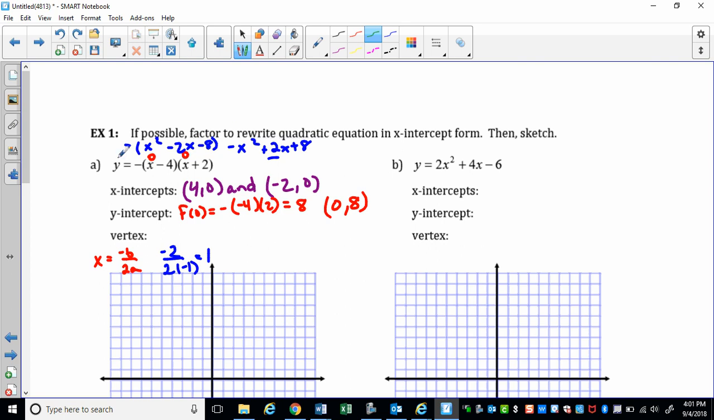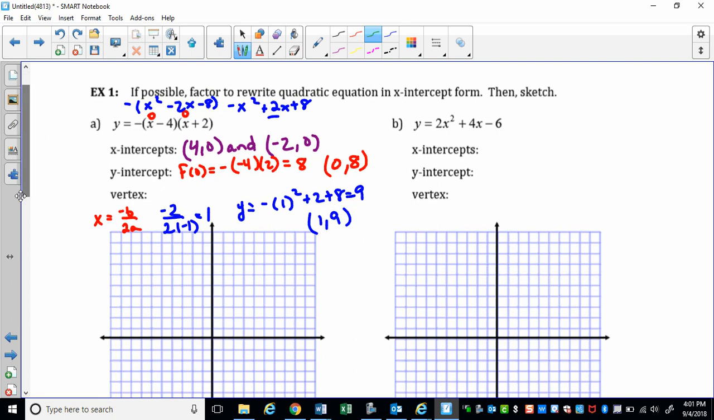And now I'm going to plug that into my original equation to get the y value of my vertex. It doesn't matter which one you plug it into. You can plug it into this one or to this one. It's up to you. I'm going to substitute it into this. So we have y equals negative 1 squared plus 2 plus 8, which is 9. And I'm going to write it as an ordered pair, (1, 9).